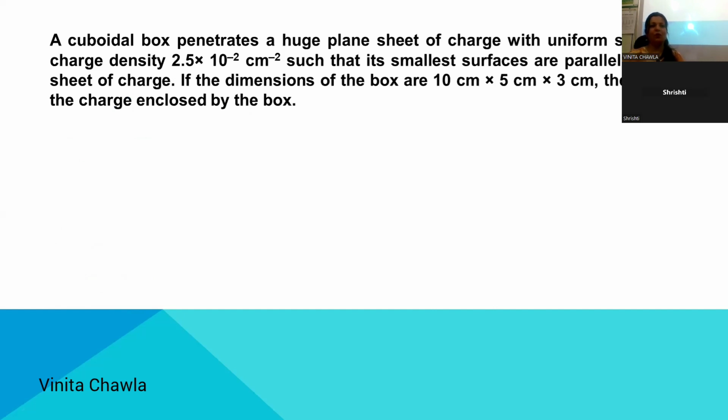We have a cuboidal box. It penetrates a huge plane sheet of charge with uniform surface charge density. So we have a cuboidal box here, and it penetrates a huge plane sheet of charge. Charge density is given, it is sigma, because it is in coulomb per meter square, such that its smallest surfaces are parallel to the sheet of the charge. If the dimensions of the box are this, this, and this, then find the charge enclosed by the box. Did you understand the question?